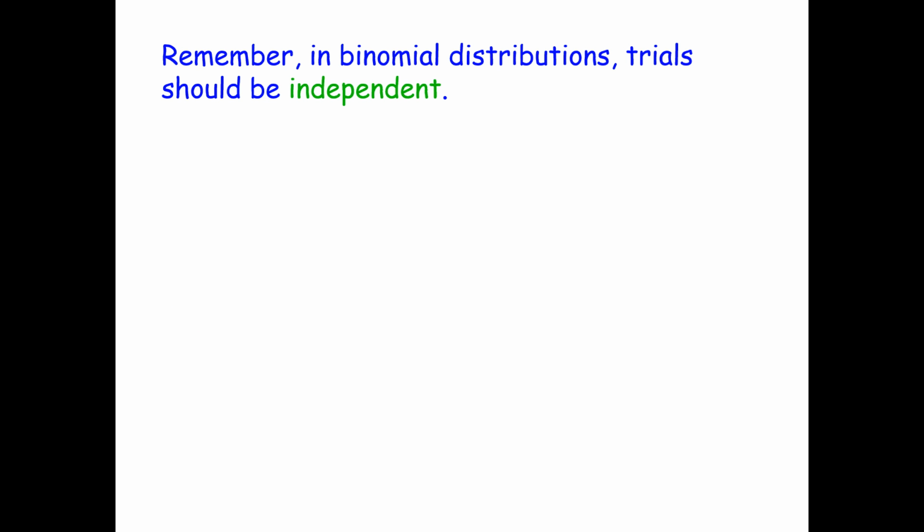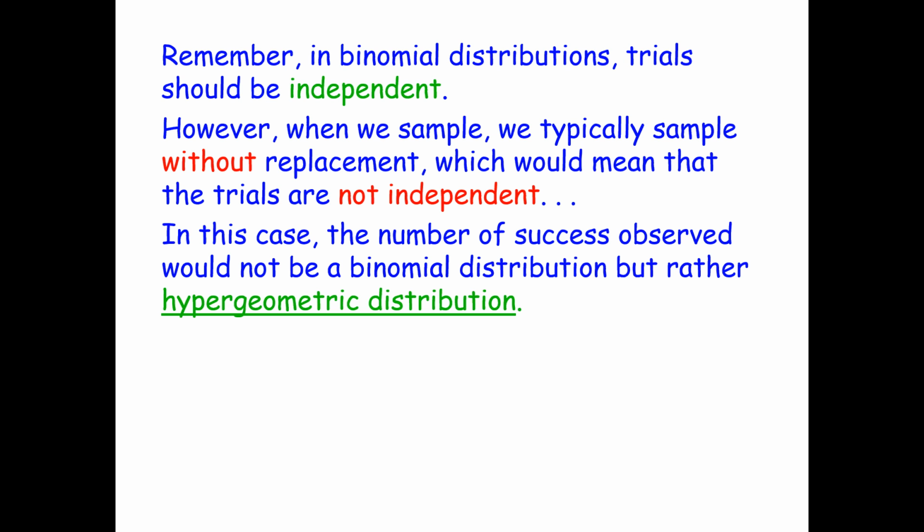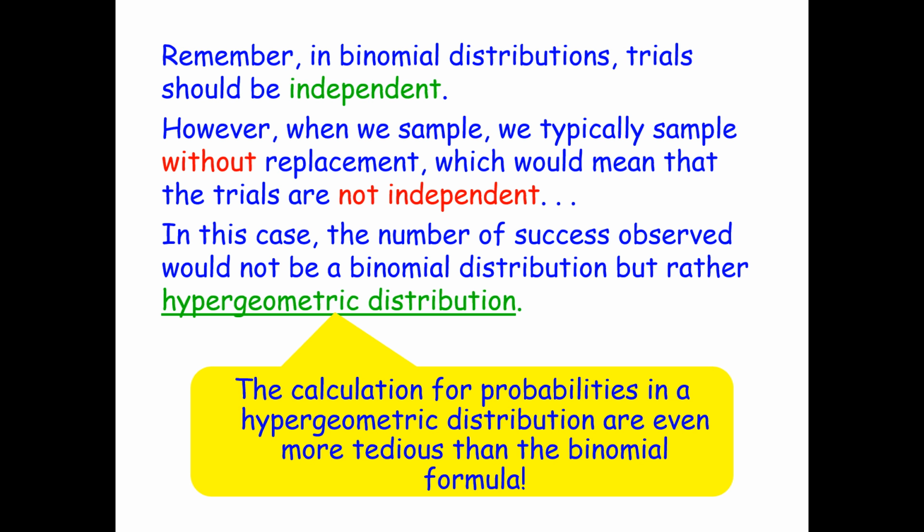Now remember that in binomial distributions, trials should be independent. However, when we sample, we typically sample without replacement, which would mean that the trials are not independent. Now in this case, the number of successes observed would not be a binomial distribution, but rather a hypergeometric distribution. The calculations for probabilities in a hypergeometric distribution are even more tedious than the binomial formula.